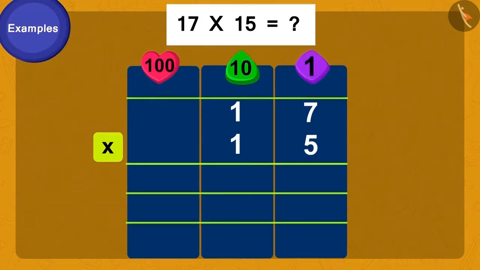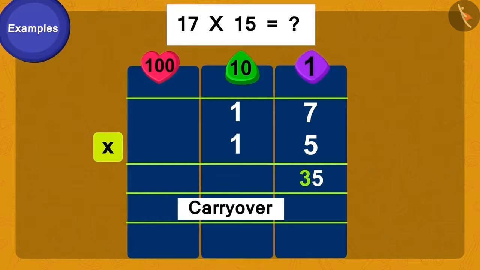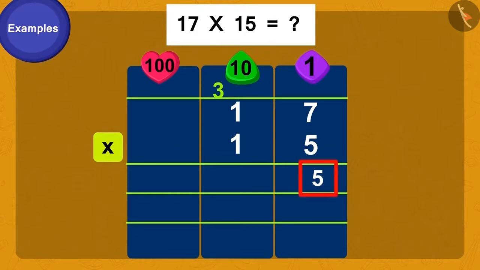Now, we will multiply 5 of 15 by 7 of 17. Did you get it? 35. Can we write both the digits of 35 as a single digit number? No. So, what shall we do now? We will use carryover to write 3 of 35 as a carryover and write the 5 in units place like this.